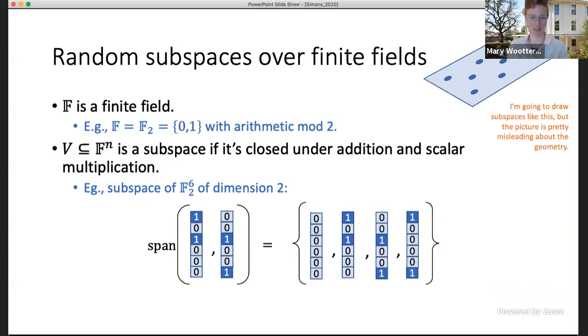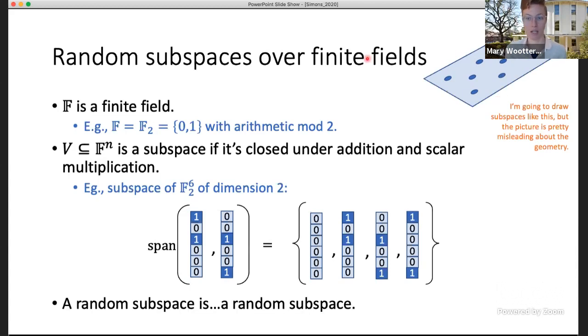They don't look like this, don't think they look like this, think they look like this. The reason I did this example is just to emphasize you should be thinking about these things as subsets of the hypercube, not like this, but I'm going to draw them like this anyway. Okay, so that's a random subspace, those are subspaces over finite fields.